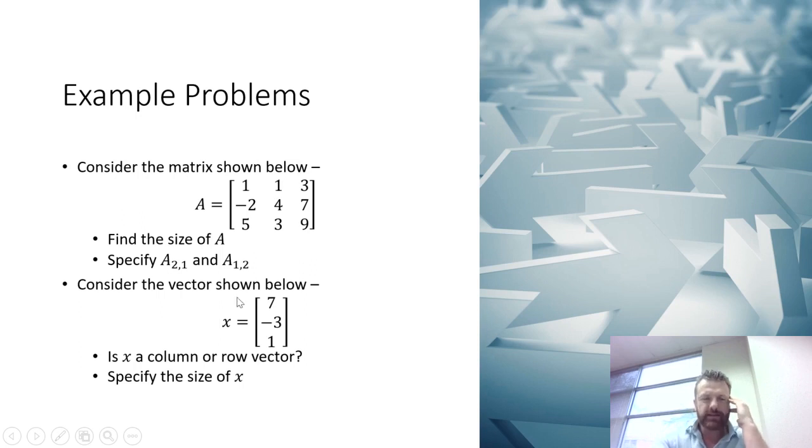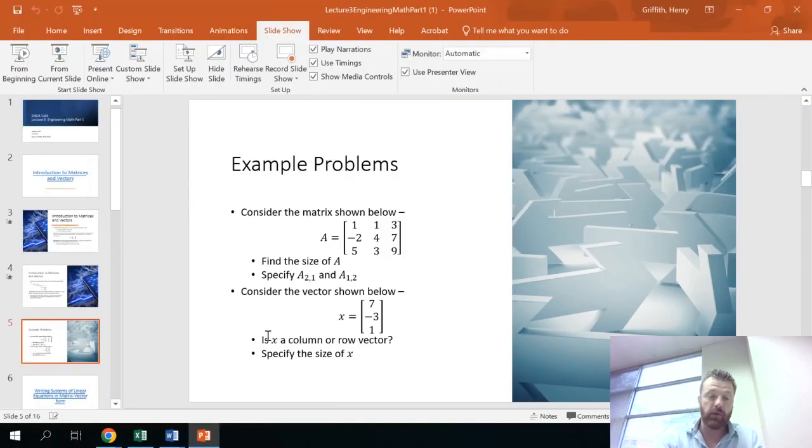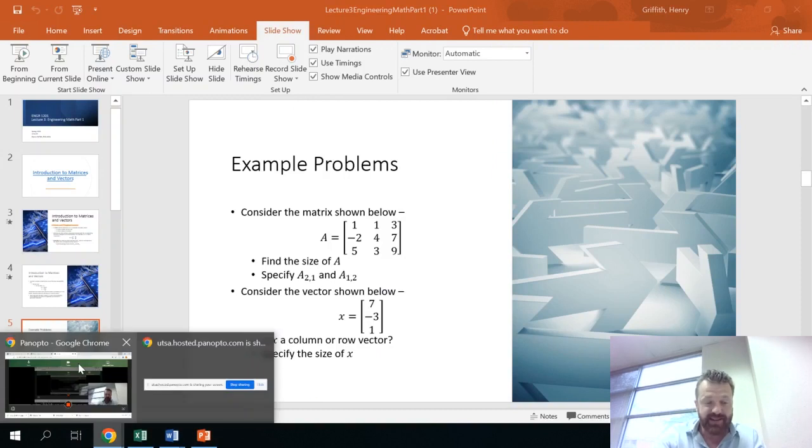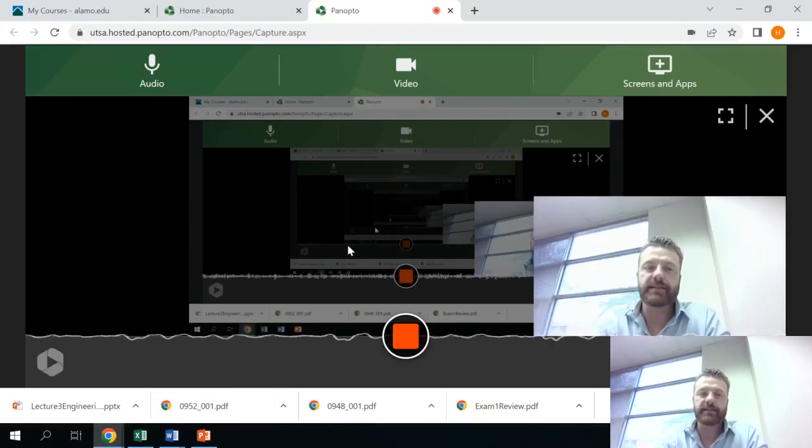So second question here, consider the vector shown below. We notice this is a collection of numbers arranged into a single column. That by definition is a column vector, not a row vector. And we can size it the same way that we size matrices. Start in the upper left, count the number of rows, 1, 2, 3. Count the number of columns, just 1. So this is a 3 by 1 vector, which is not surprising since all vectors are just one-dimensional collections of matrices.